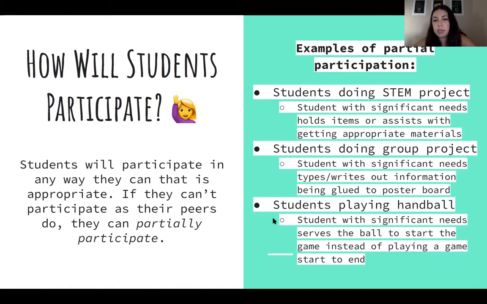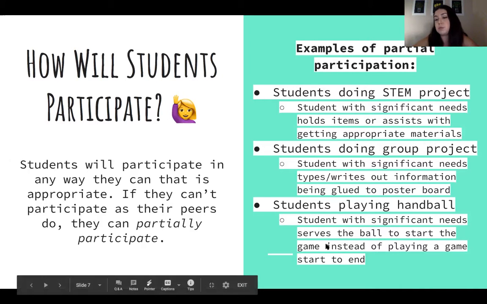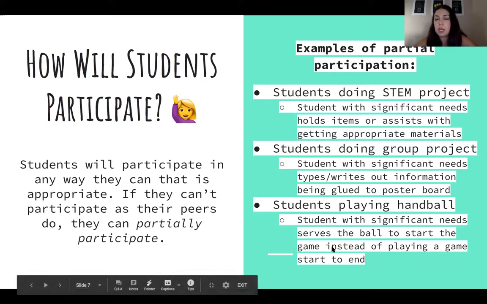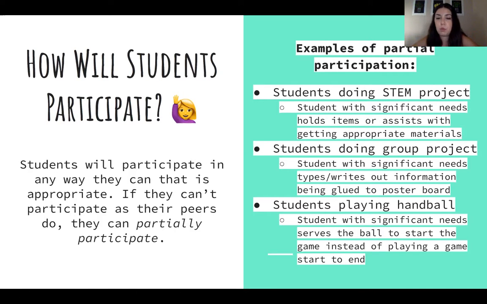And lastly, I included a recreational example, like for students playing on the playground. If they were playing a game of handball, our students with significant needs can participate by just simply serving the ball. We wouldn't expect them to play a whole entire game, because if they lack those motor skills or that coordination, they could still participate without it being a stressful situation by simply serving the ball instead of having to play throughout the whole thing.